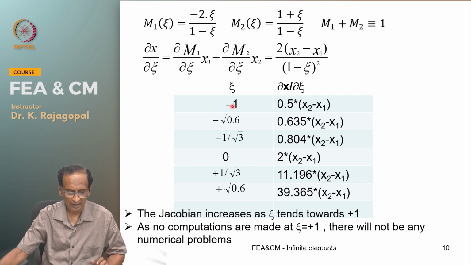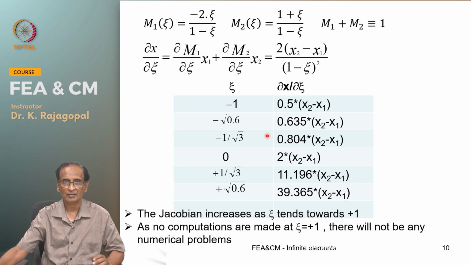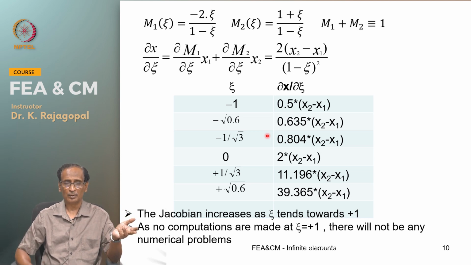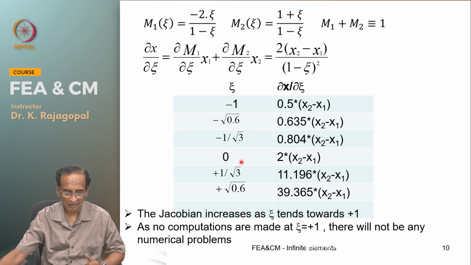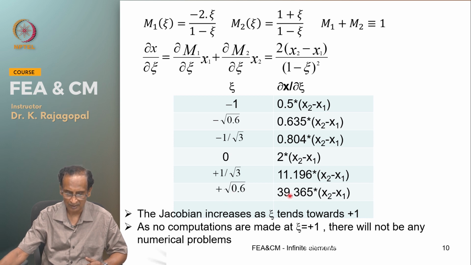So, at different xi values, let us calculate this dou x by dou xi. At minus 1, it is 0.5 times (x2 minus x1), and at minus of square root of 0.6, it is 0.635 times (x2 minus x1). These are all the sampling points that we have with 2 points and then 3 points. At 0, it is 2 times (x2 minus x1), and at plus 1 by root 3, it is this, and at plus of square root of 0.6 it is about 39 times (x2 minus x1).